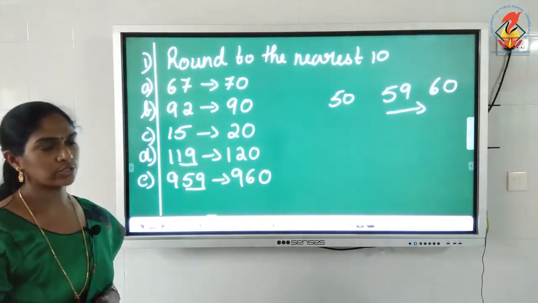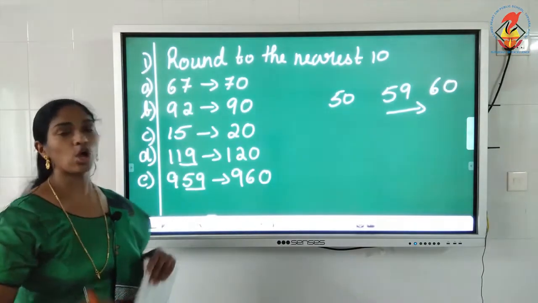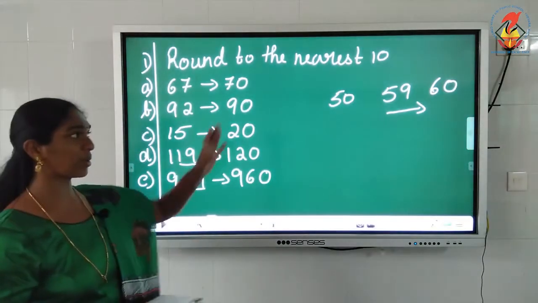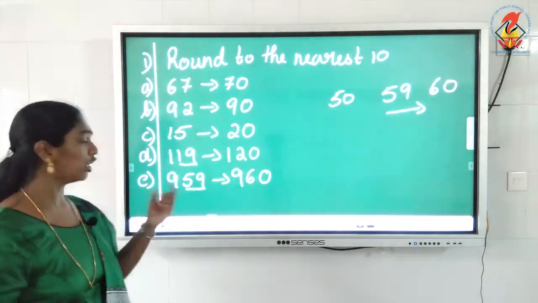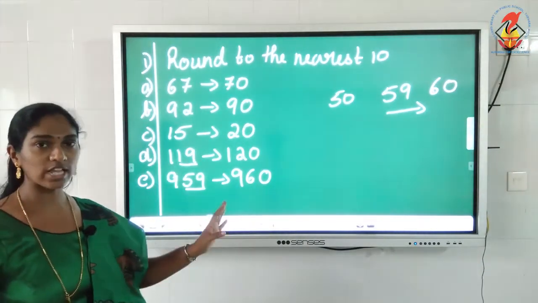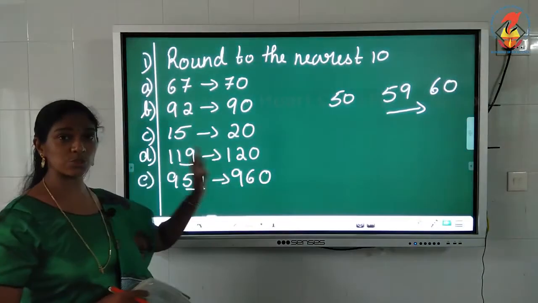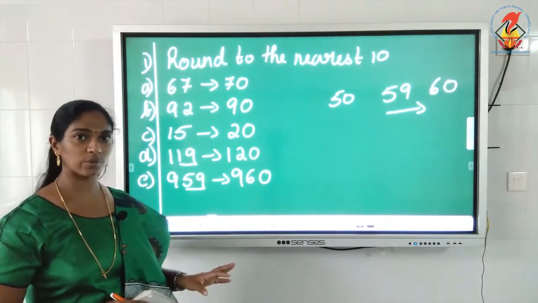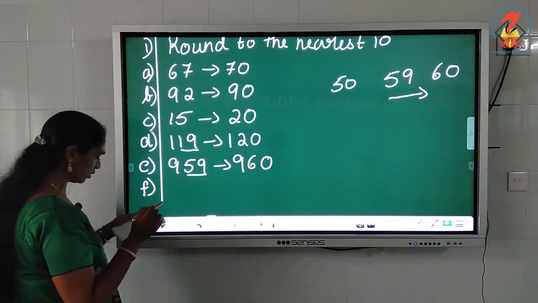Clear, children? So even if you have a 3-digit number or a 4-digit number, if the question is round to the nearest 10, you need to consider only the last 2 digits. Find out the answer. The rest of the digits you have to write in the answer. Okay? Try 2 questions on your own.